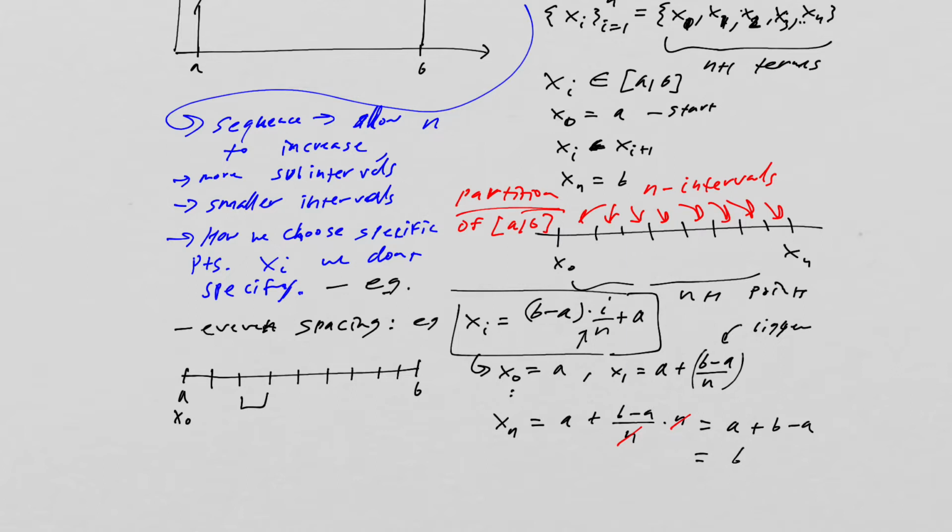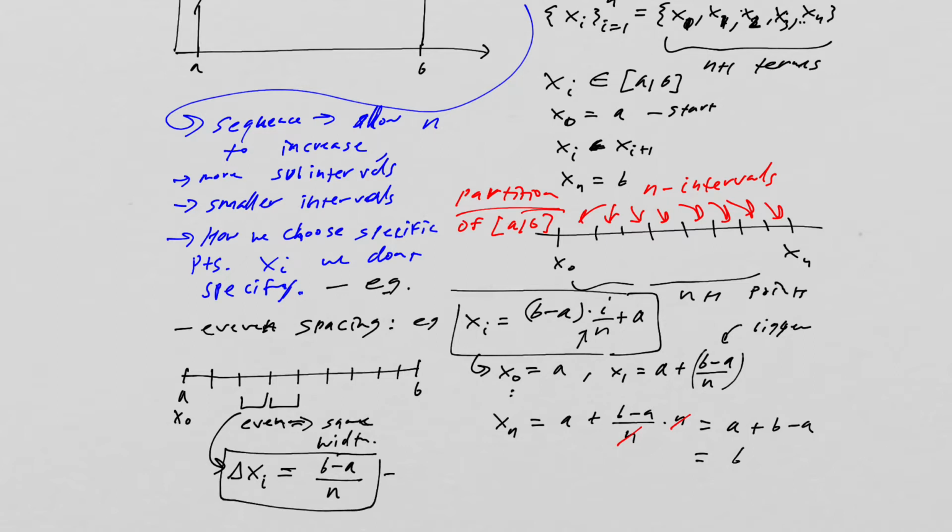One thing I want to look at is that each one of these is going to be even, which means they're going to be the same width. So we can even give this a name. We're going to call that delta x. Generally, they could be different widths, but in this even spaced example, they're going to be the same width. That's actually going to be that increment, (b minus a) over n, that we advance.